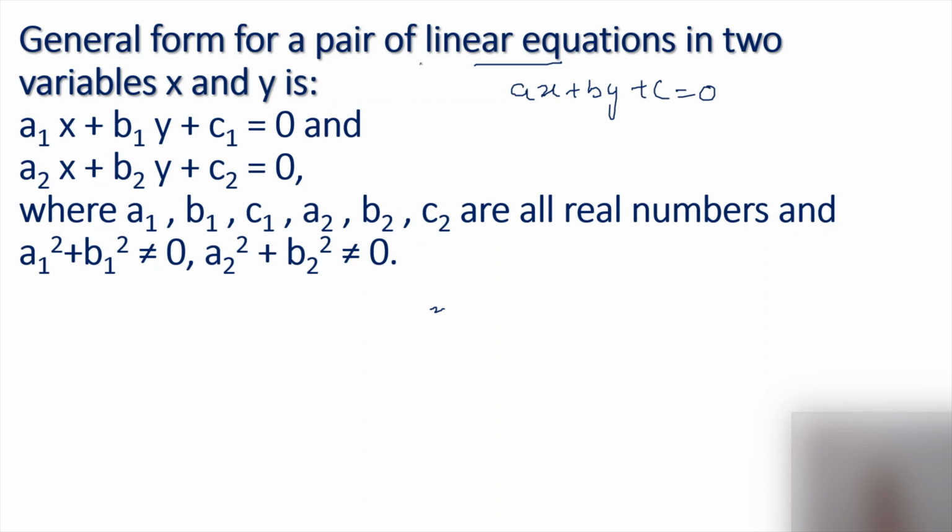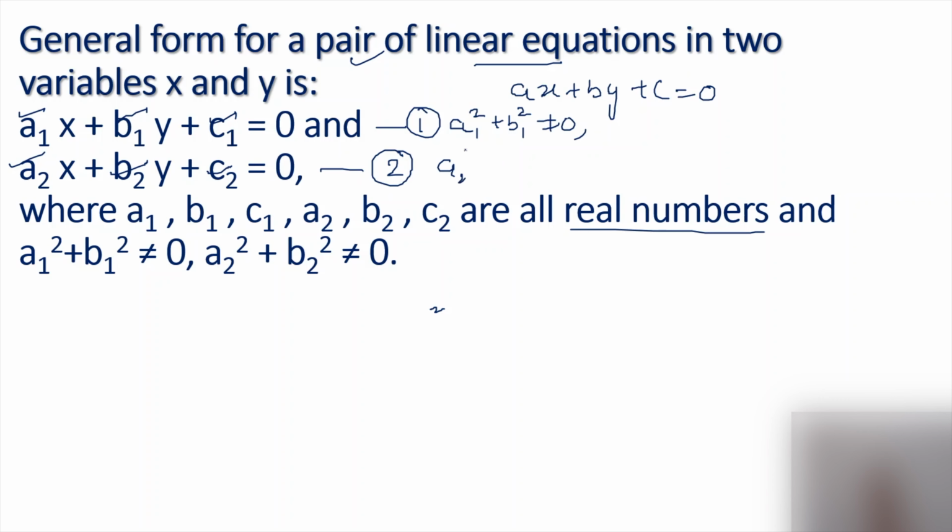But now we are having a pair, it means we are having two. So we'll be writing a1x plus b1y plus c1 is equal to 0 for equation 1, and a2x plus b2y plus c2 is equal to 0 for equation number 2, where a1, a2, b1, b2, c1, c2 all are real numbers, as well as the special condition a1 square plus b1 square is not equal to 0 and a2 square plus b2 square is not equal to 0.